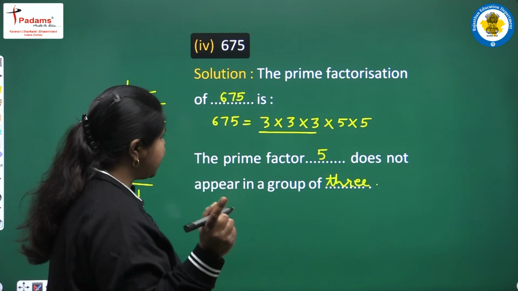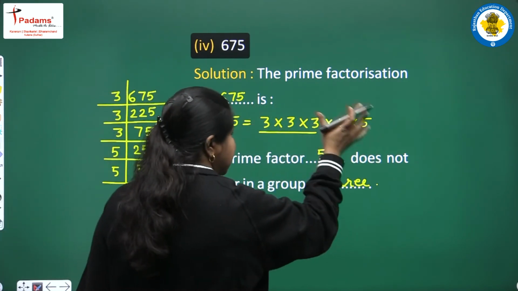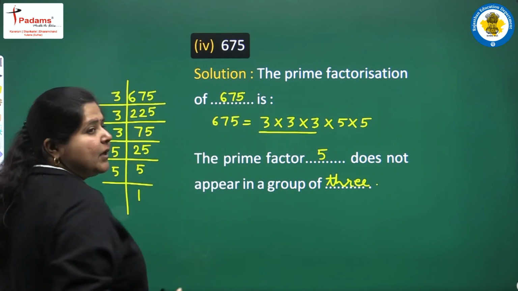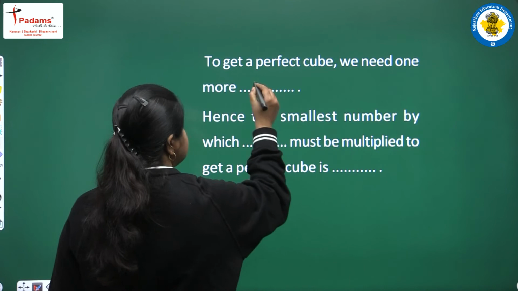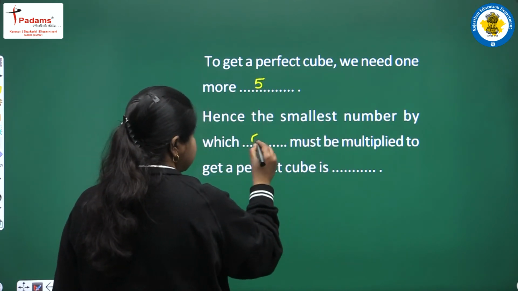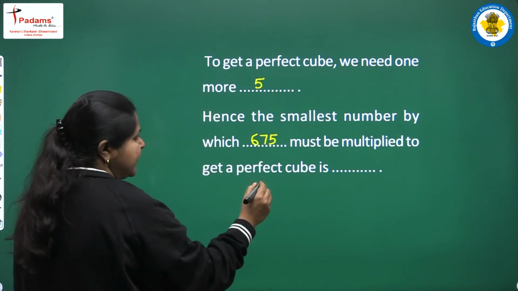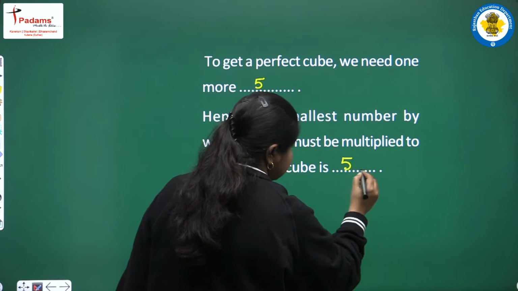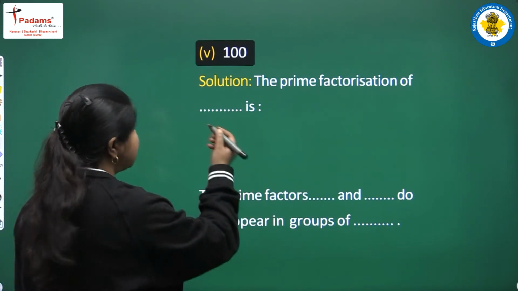Obviously, we should multiply by the factor whose triplet is not being formed. So one 5 is missing, and so we need one more 5 to form a triplet and accordingly get a perfect cube number. So we write here, to get a perfect cube we need one more 5, and hence the smallest number by which 675 must be multiplied to get a perfect cube is 5. Okay, it's easy. Then we have 100.